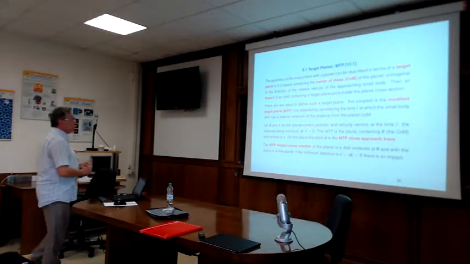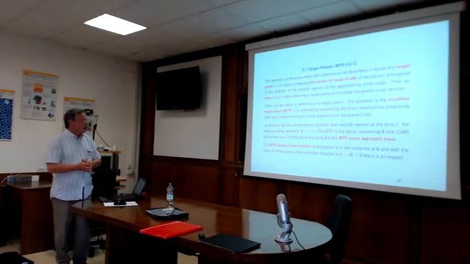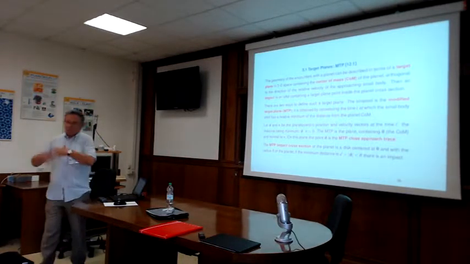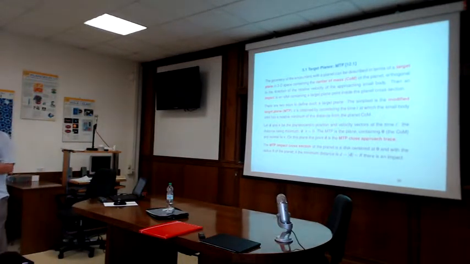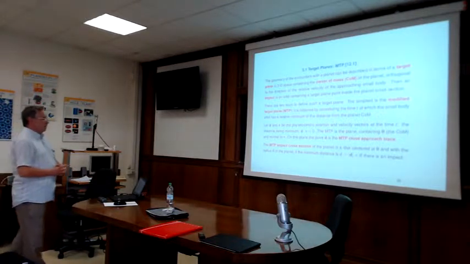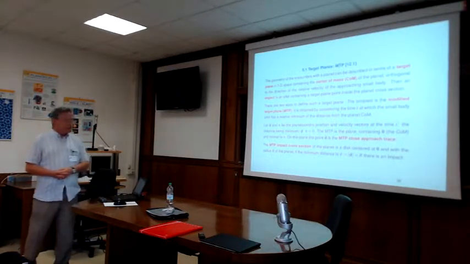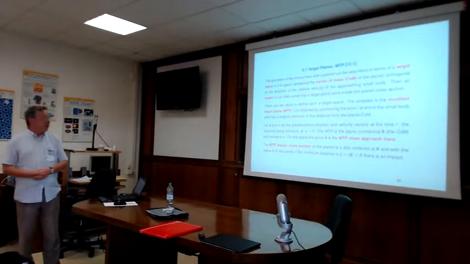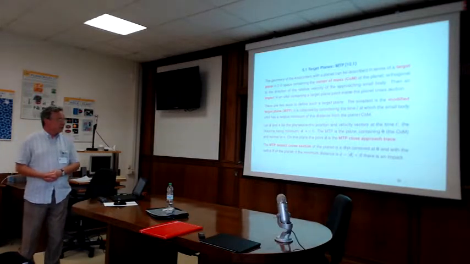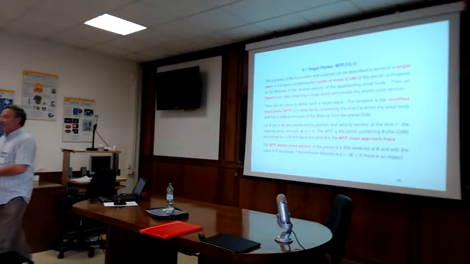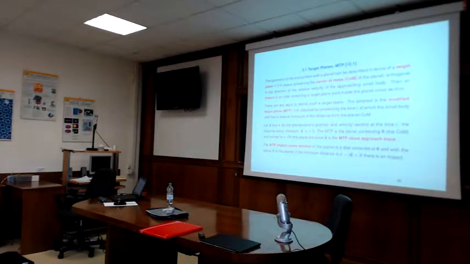Of course, in this approach, let's suppose the Earth is a sphere. The impact cross-section is a disk centered at 0 with the radius of the planet as its radius. If the norm of the vector d is less than this radius, we have an impact. If not, it's not an impact, it is a pure approach.